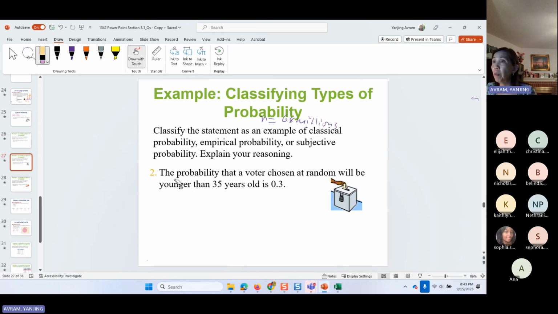All right, so look at it. The probability that a voter chosen at random will be younger than 35 years old is 0.3. What do you think of this one? I would say this one would be based on the empirical probability, probably based on some kind of result from the past, right? The result from the past means they already have a statistic for that. So I would say this is mostly the empirical probability.